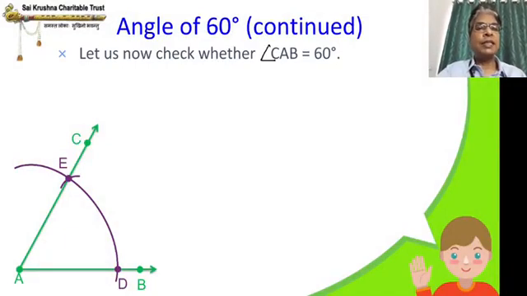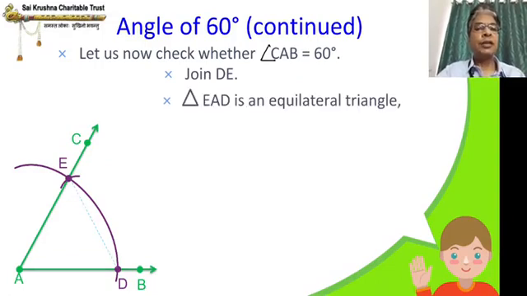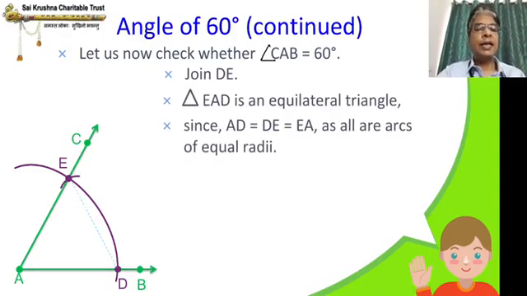So now let us check whether angle CAB is indeed 60 degrees. Join DE. EAD is an equilateral triangle, as I have already told on the last page. AD and AE are the same radii of the same arc, and DE is also the same radius with which we have drawn an arc. So all three are equal radii. Therefore, EAD is an equilateral triangle.